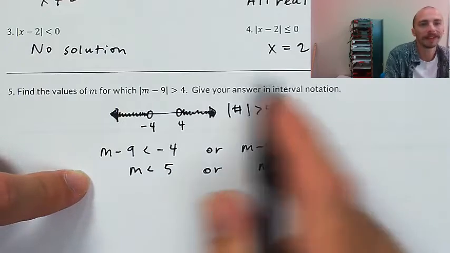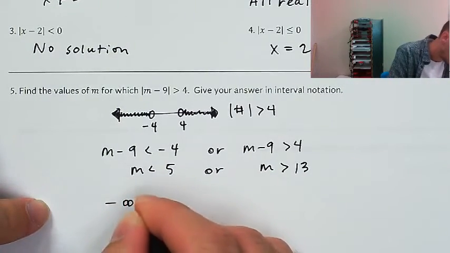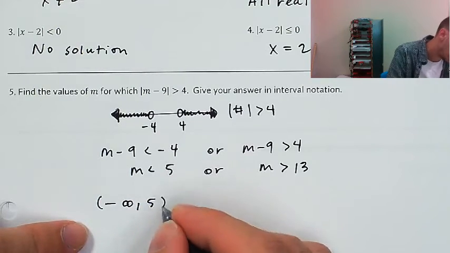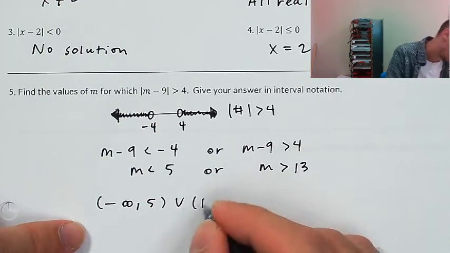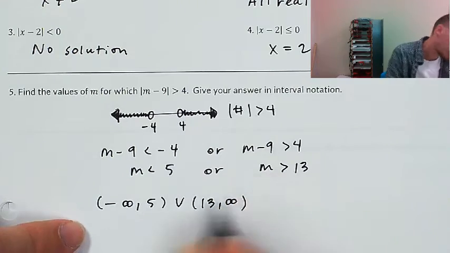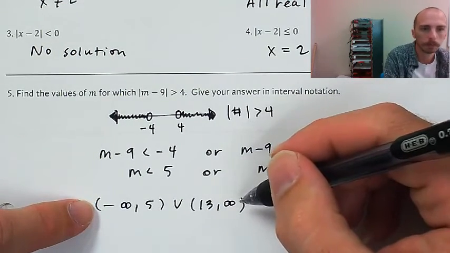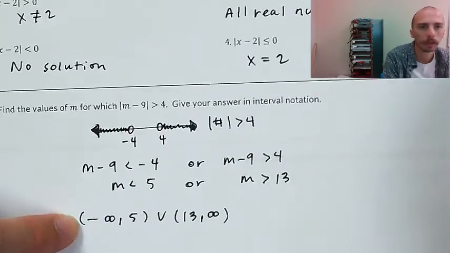Put a little "or" in there, and it said give my answer in interval notation. So if m is less than 5, that's negative infinity up to positive 5. Not including 5, so we're going to put a parenthesis there. Or, union, 13 to infinity. And parentheses around the infinity because always, right? Infinity is not a real number. X can't equal that, or m can't equal that.